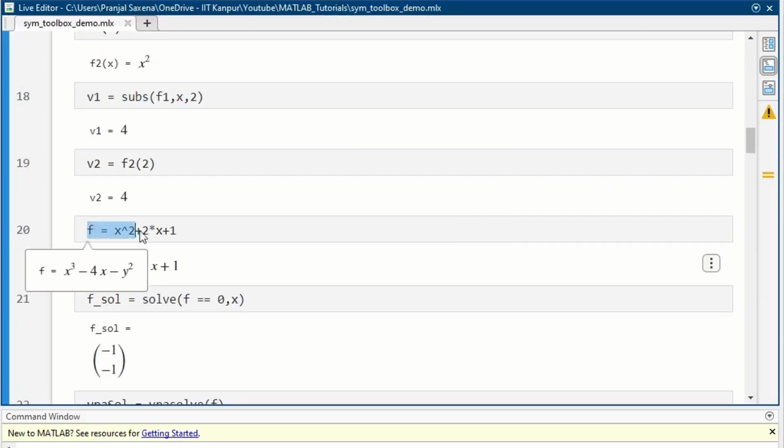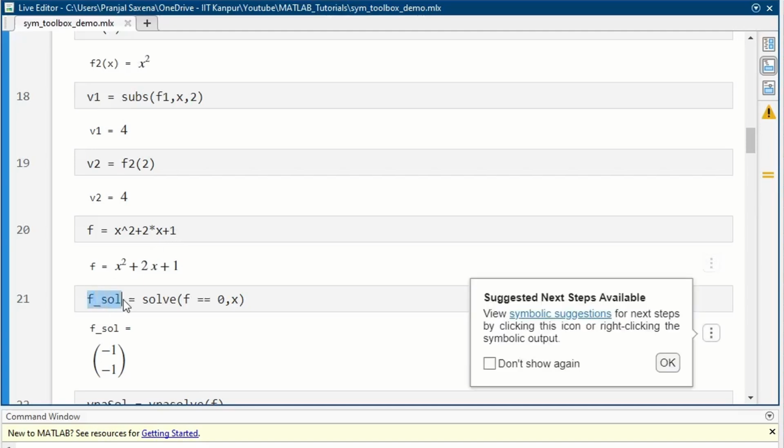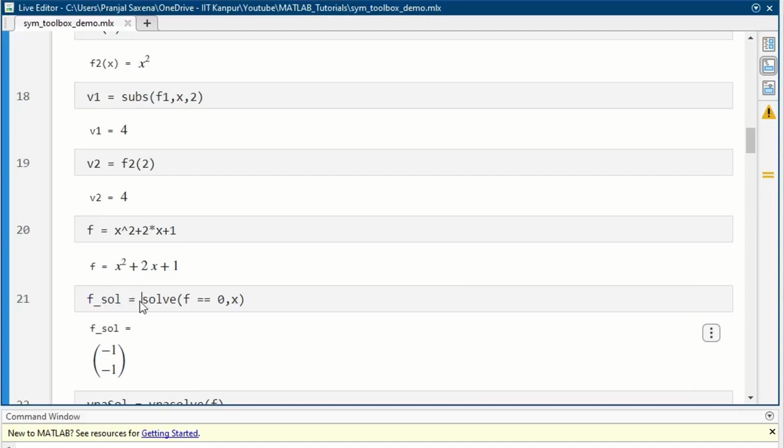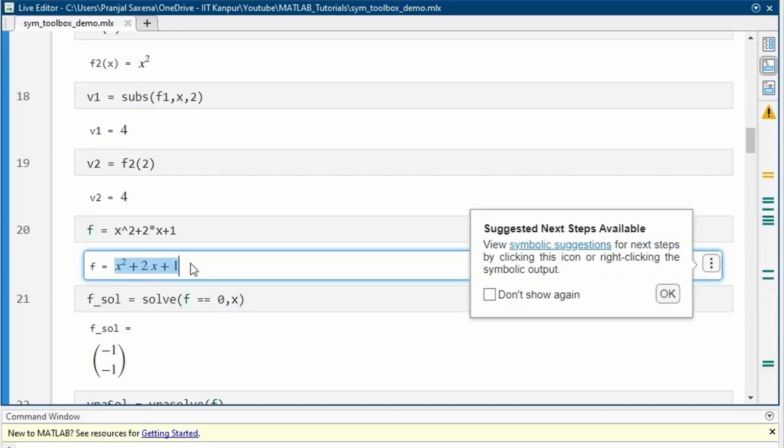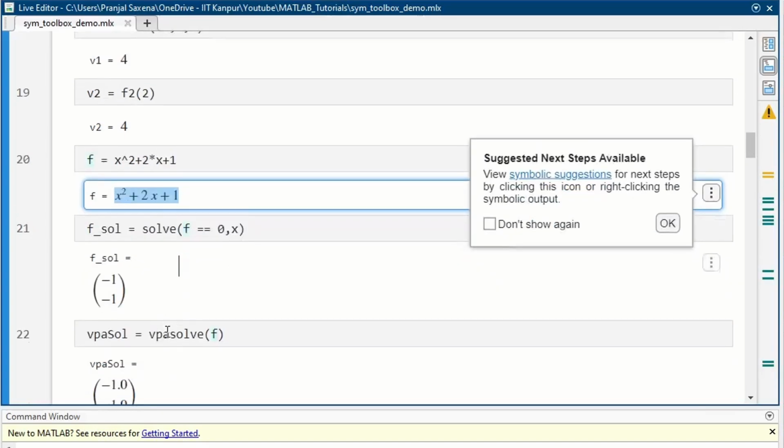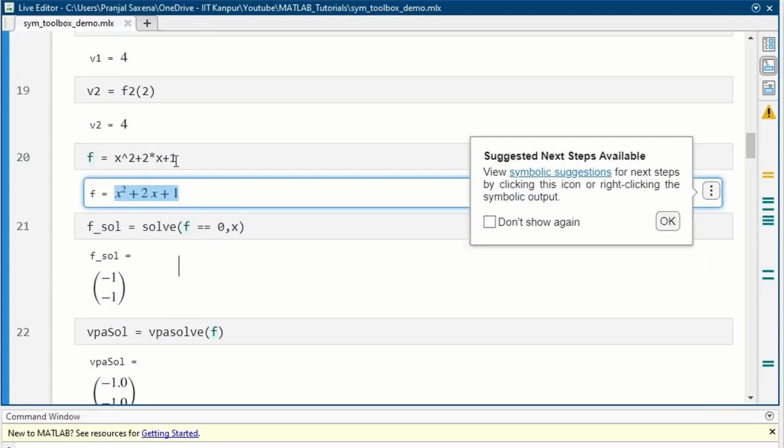Let's say we define one more function, which is x squared plus 2x plus 1. Now, we want to solve this quadratic equation. So we want to set it to 0 and find the values of x that satisfy that equation. So one way is to write fsolve is equal to solve f set to 0 and solve for x. So it will take this equation equals 0 and find the solutions of x. So we know this is x plus 1 whole squared. So the solutions are minus 1 and minus 1.